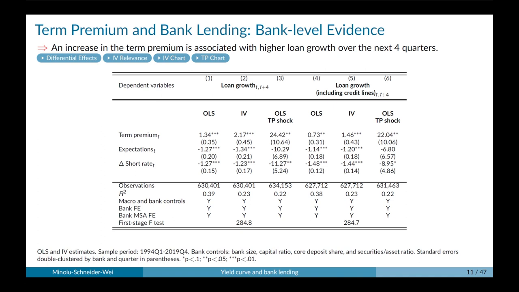Do not compare the estimates across columns, so they are not comparable. But what's important here is that we see a positive association of the term premium, controlling for expectations, controlling for changes in the short rate, a positive association with loan growth with and without credit lines. Now, of course, it's difficult to control in these regressions for loan demand. One very simple way is to put in bank MSA fixed effects. To the extent to which banks are exposed to local markets, the MSAs where they operate and do local lending, those would absorb some demand shocks. But we'll do a little bit more in the loan level data.